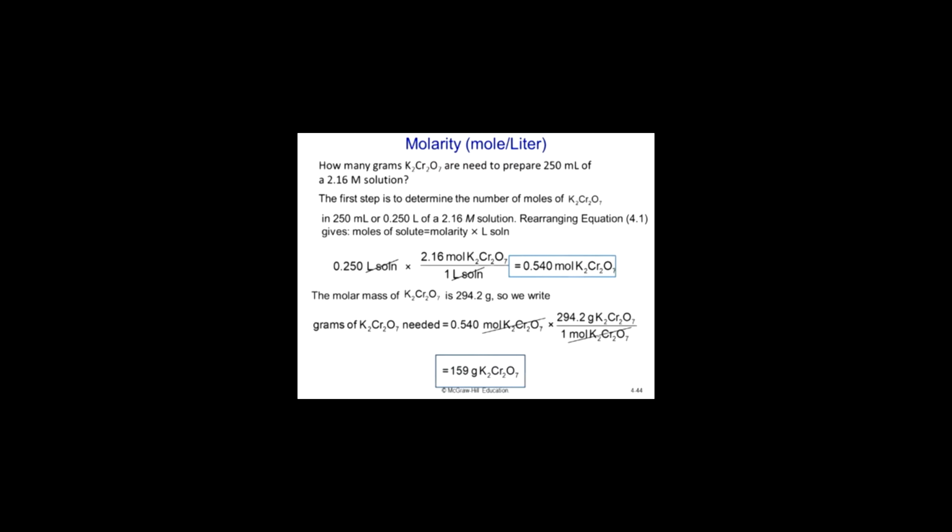We then note that the molar mass of potassium chromate is 294.2 grams per each mole. Therefore, we take the moles and we carry through a dimensional analysis of converting moles to grams as shown, where the moles are on the bottom, grams are on the top, as a standard dimensional analysis using grams per mole as a conversion factor, and we obtain 159 grams of potassium chromate.